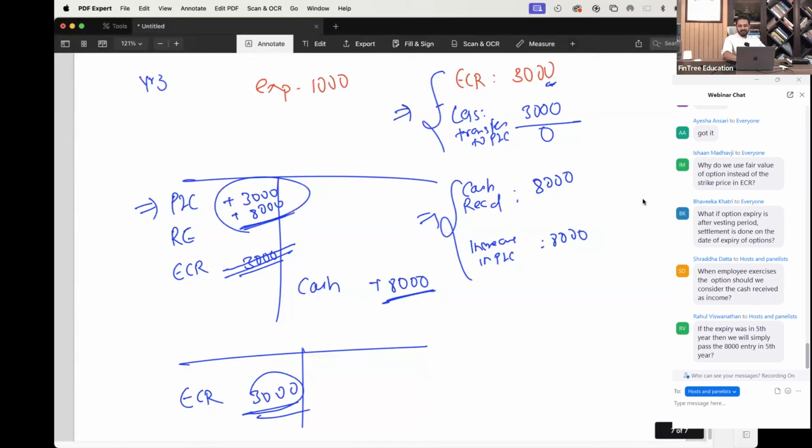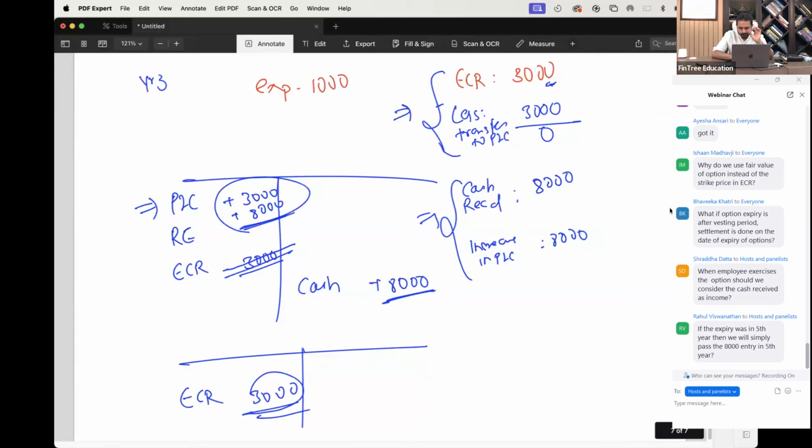This is becoming a main session now. What if option expiry is after the vesting period, and settlement is done on? I just explained, no? This last entry you pass when the options are settled.